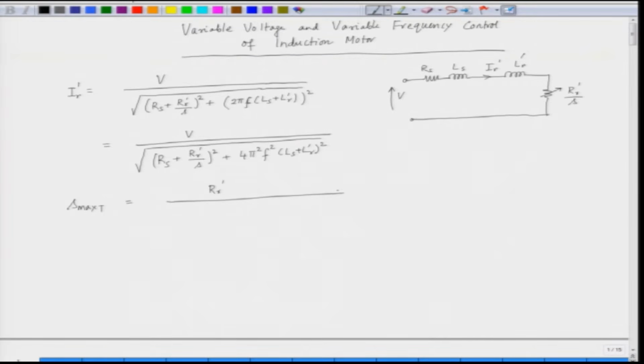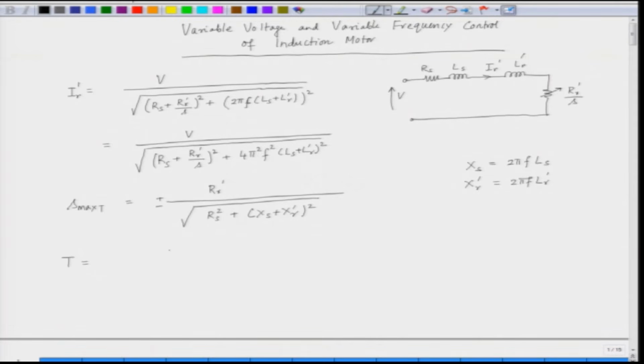R r prime divided by under root R s square plus X s plus X r prime square, we have a plus and minus. This term can also be expressed in terms of the reactance. So, this X s is the stator reactance which is 2 pi f into L s, X r is the rotor leakage reactance which is 2 pi f into L r prime. So, when we substitute this expression for the torque equation, what is the equation for the torque?